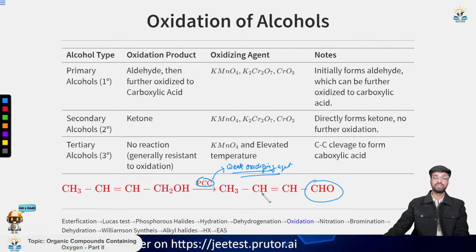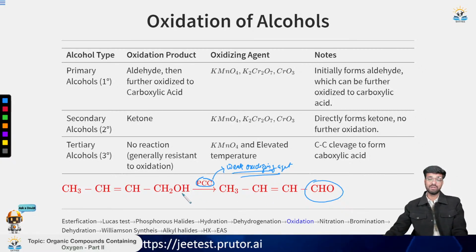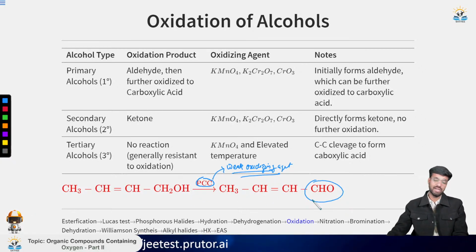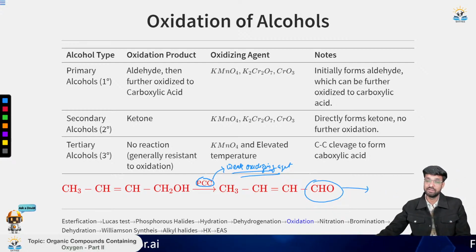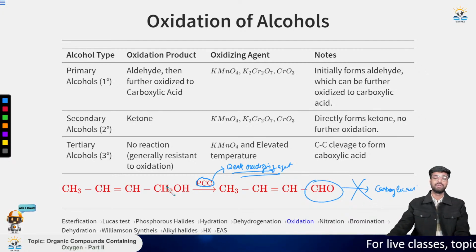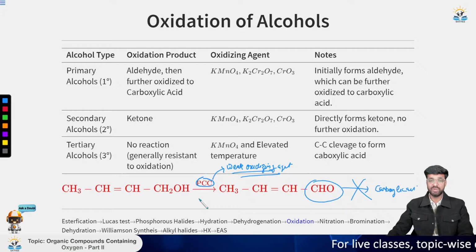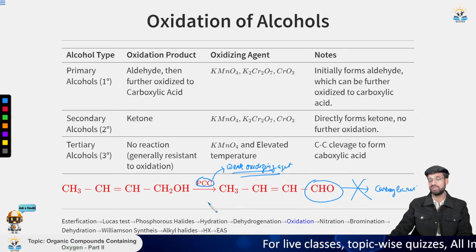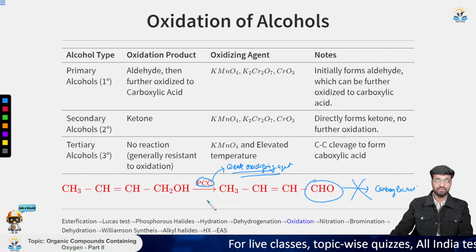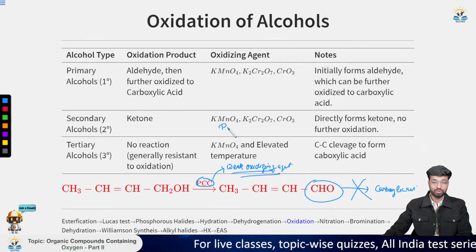So since it is a weak oxidizing agent, it will only convert this alcohol into aldehyde, and it will not do its further oxidation into carboxylic acid. So this carboxylic acid will not be formed. This is the very important use of PCC, that it converts only up to aldehyde and does not convert further into carboxylic acid. So this is used. You can use this PCC here also, no problem.